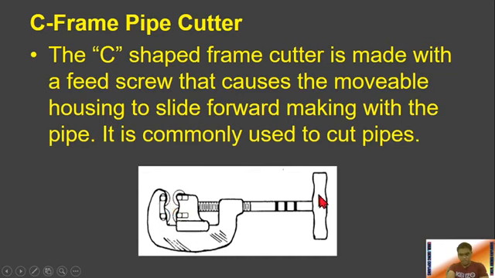Then we just rotate the handle. So this one here, the roller blades, will cut the pipe as we turn it on its axis. So that is the C-frame pipe cutter.